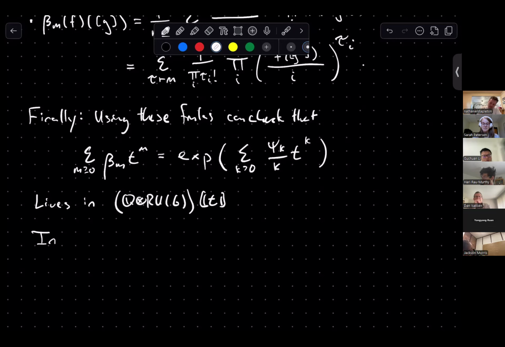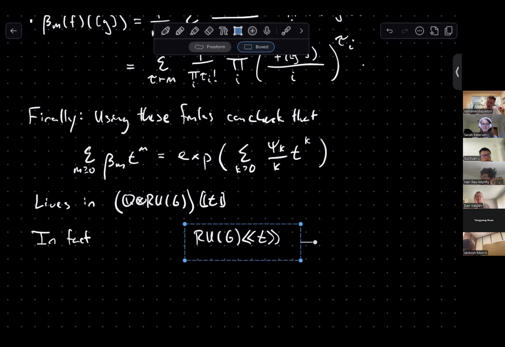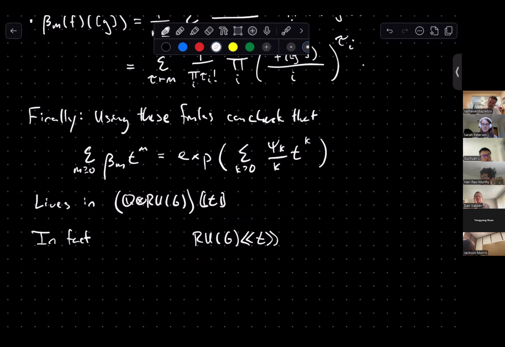In fact, it lives in a kind of divided power series algebra. I don't have time to say what this is. I really wanted to do that, but I apologize. You can ask in questions what this is. But it, in fact, lives here, which is a somewhat more integral ring than the thing above, and this is a proper subring of the thing above.